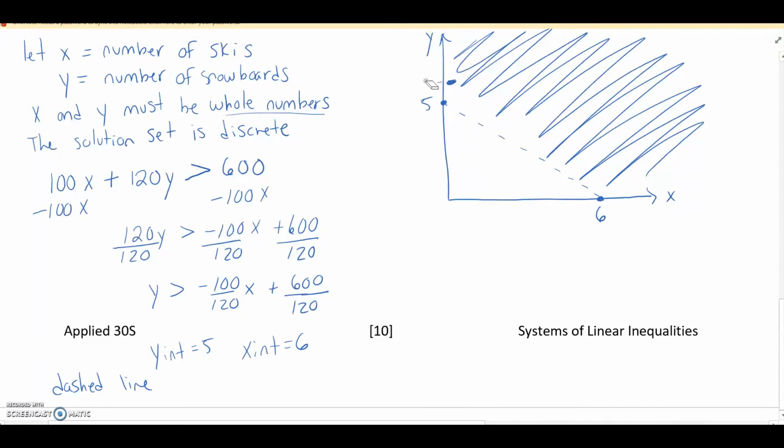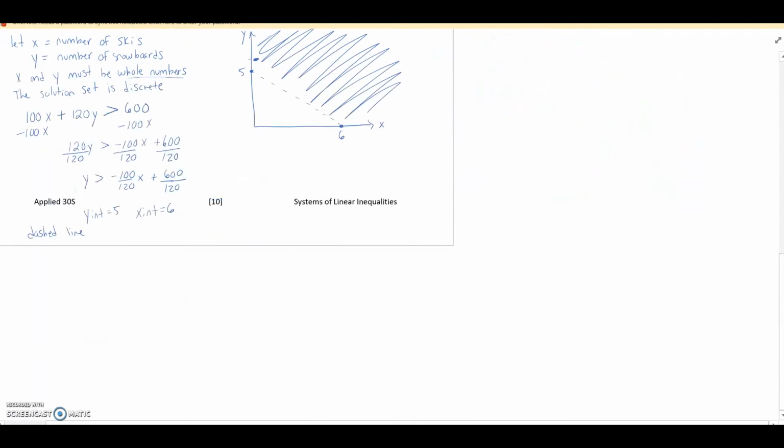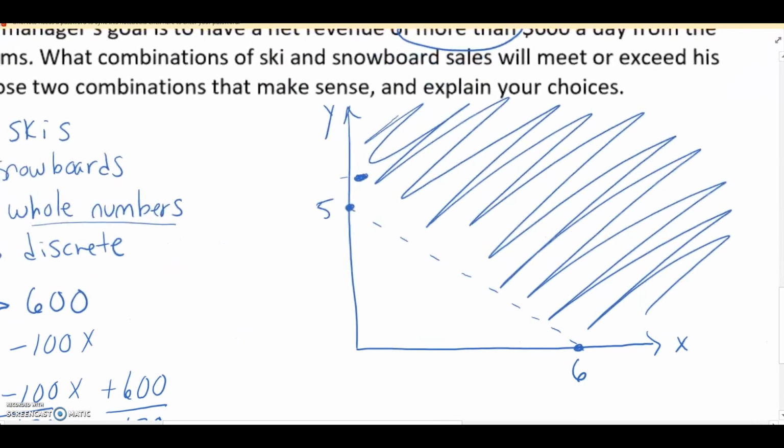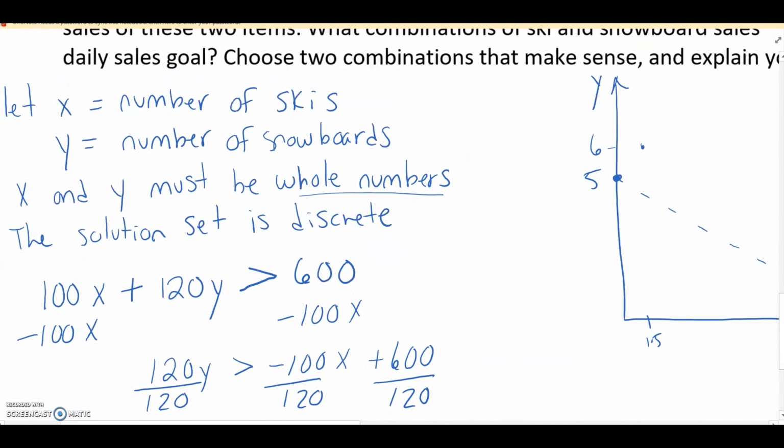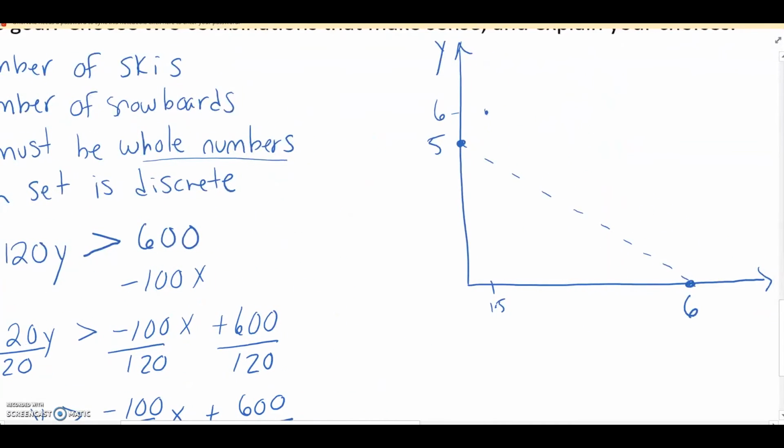But what if I pick, just erase that, oops, put that back, erase my axes. What if I chose a value that was a little bit over, and it would be 1.5 and 6? Well, I'm not going to want to sell 1.5 skis, right? That doesn't make sense in terms of my daily sales goals of what combinations, right? So the only values that are going to make sense are those whole numbers.